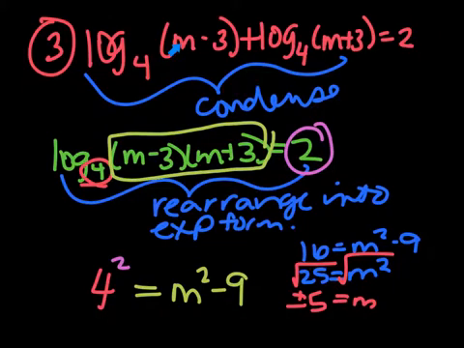If I plug in a 5 here, 5 minus 3 is 2, that's fine. 5 plus 3 is fine. But if I plug in a negative 5, that's going to give me negative 8. You cannot have a negative number as your argument. So that negative is out. So your answer is only going to be positive 5. So be careful of extraneous solutions.